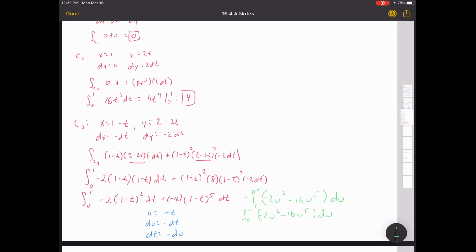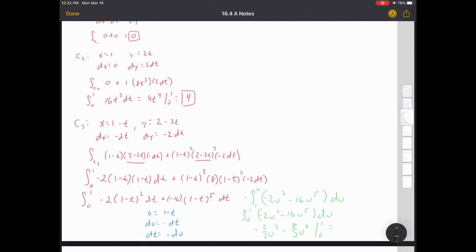So we'll go from 0 to 1. Let's see, that's going to be negative 2/3 u cubed minus, what's that, 16/6? Is that 8/3 u to the 6th? Yeah, I think that's right. I'm still not sold on this minus sign. I have to rethink about this for a second here. And then we're going to evaluate that from 0 to 1.